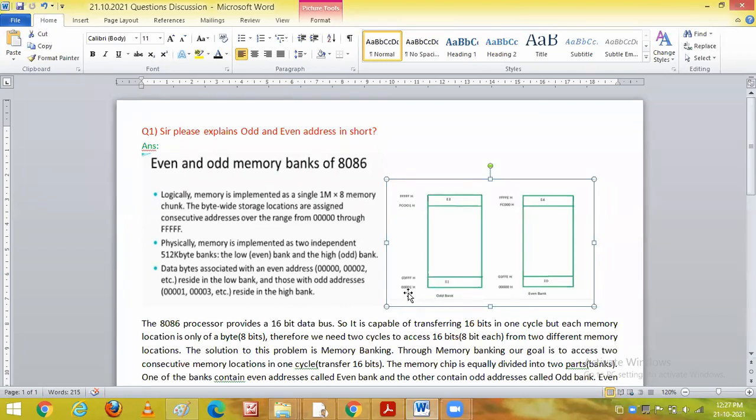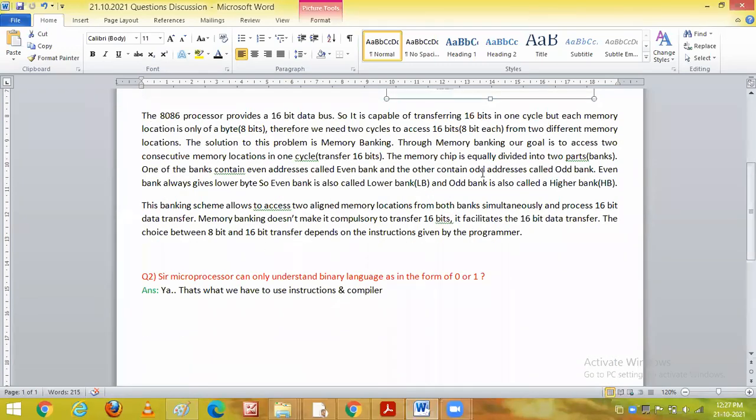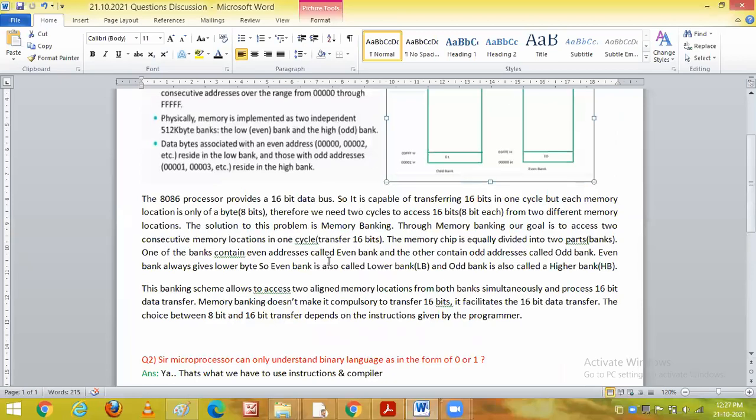Here we clearly mention this is the odd bank. Odd means what? It starts with 00001. Even starts with 00000 and ends with FFFFE, and odd ends with FFFFF. So the last digit of the last even address is E. In this way we have to categorize odd and even addresses. So I think I have cleared it for you. Also, I have to add some of the theory parts, the same explanations, in this text. Please all of you go through whatever I explained now.